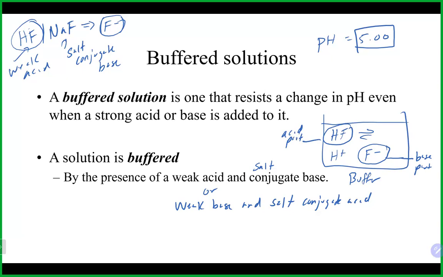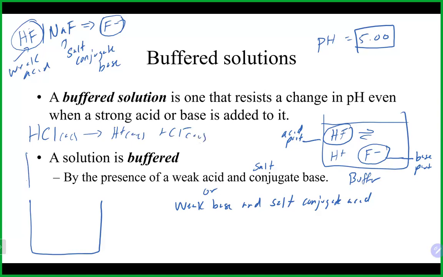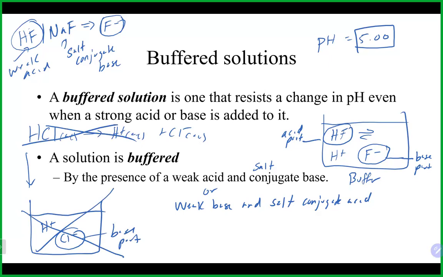The reason you cannot have a buffer that's made up of a strong acid or strong base is, if you wanted to do the same thing with hydrochloric acid, which has H plus and Cl minus, when you put that into your solution, you pretty much will only have H plus and Cl minus. So you'll have the base part, but you are missing the acid part of the buffer that makes it function. So anything that is a strong acid or strong base cannot be a buffer.